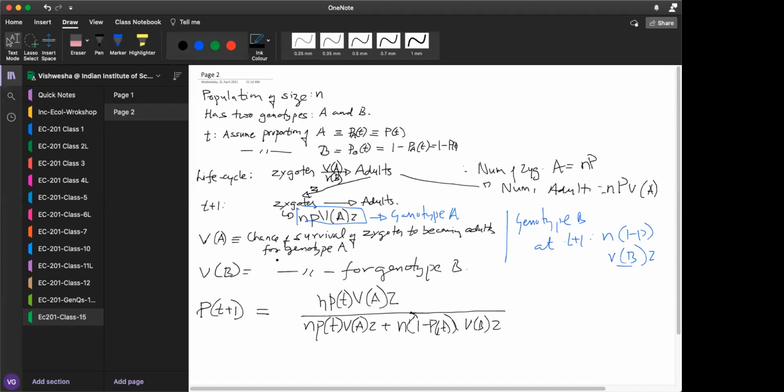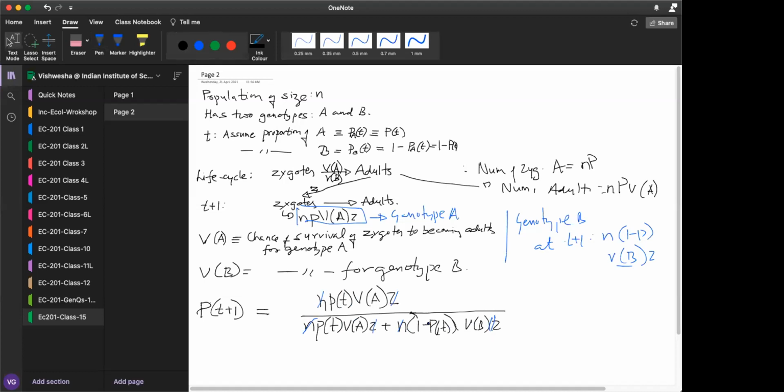Any other doubts? So basically just keeping track of everything here. Nothing much complex is happening. So I can cancel n in every one of these. I can cancel z in every one of these. Is it fine?